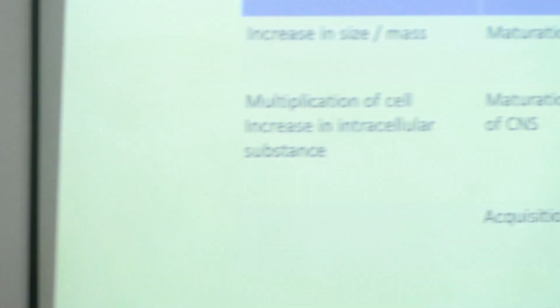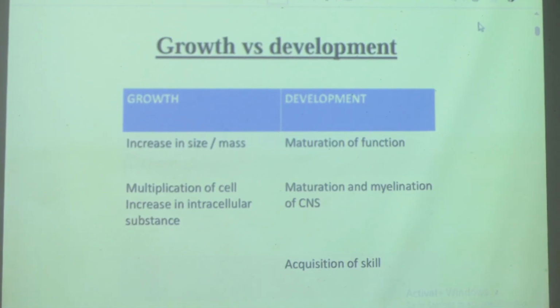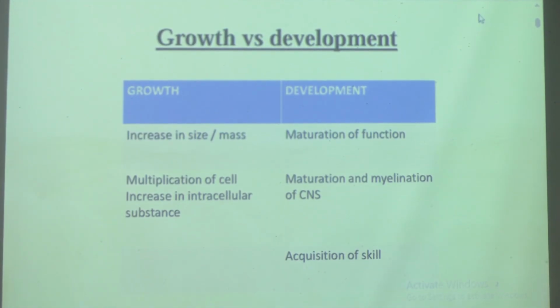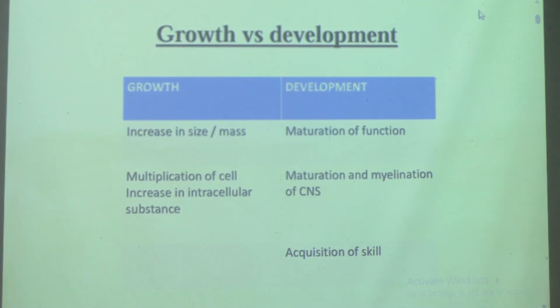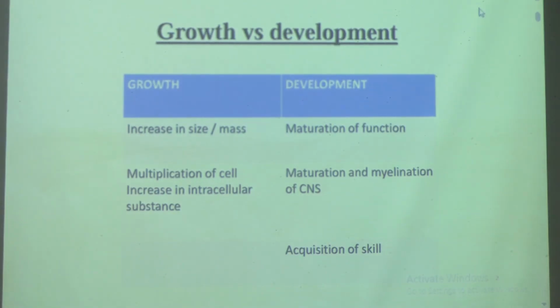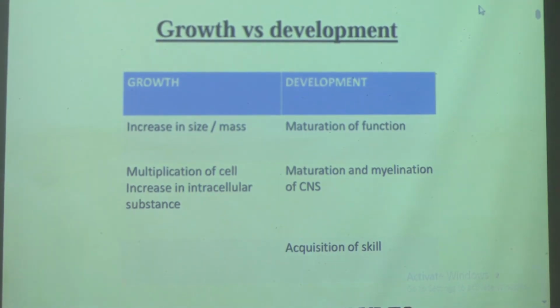So it is a change in size, and development is maturation of function of the organs, mainly CNS. This is development because there is myelination of the CNS. Then the development of skill of the organ, that is development. So there is a difference between growth and development.